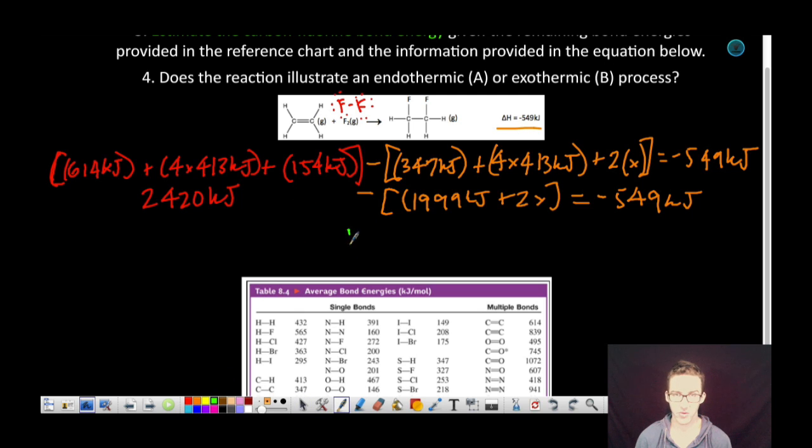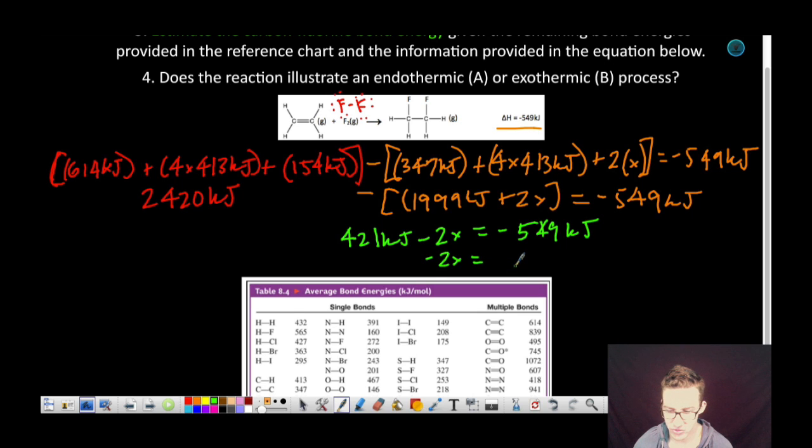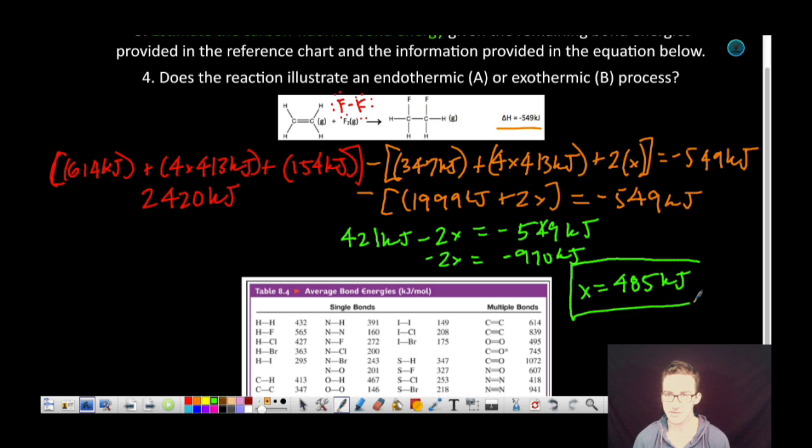And then we'll distribute this negative, so we're going to end up with something like, over here we're going to get 421 kilojoules minus 2X, again after we distribute that negative, equals negative 549 kilojoules. Then go negative 2X equals negative 970 kilojoules. Divide each side by 2, we end up with X equals 485 kilojoules, which is the bond energy for a single mole of carbon-fluorine single bonds.